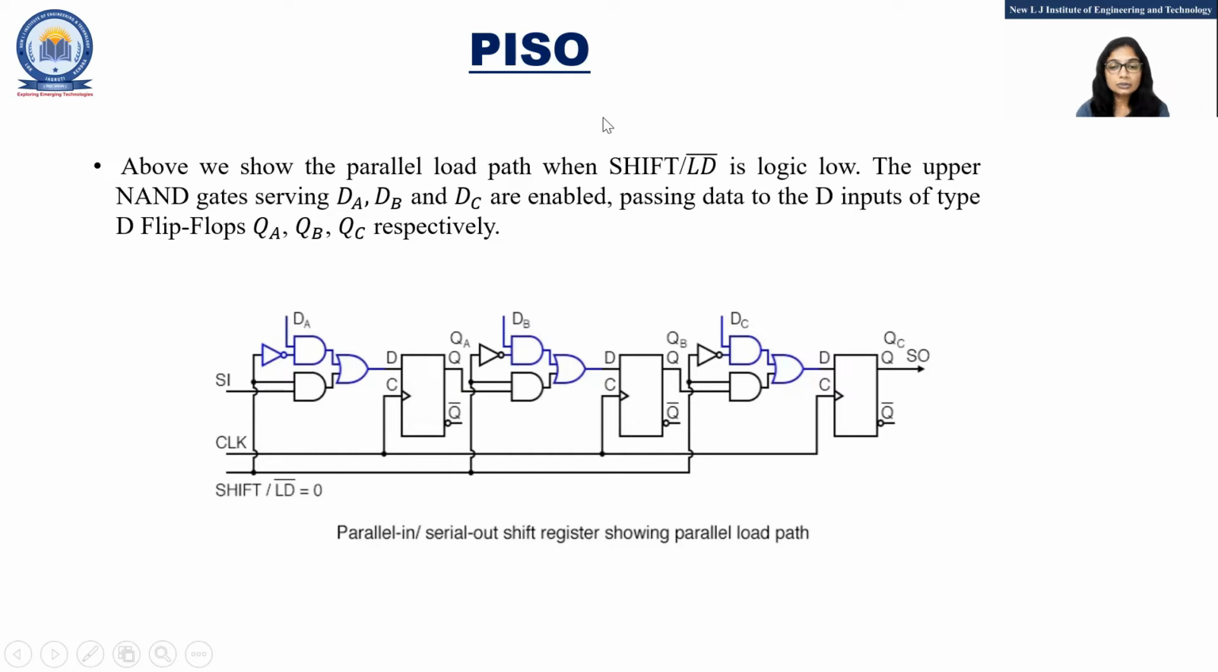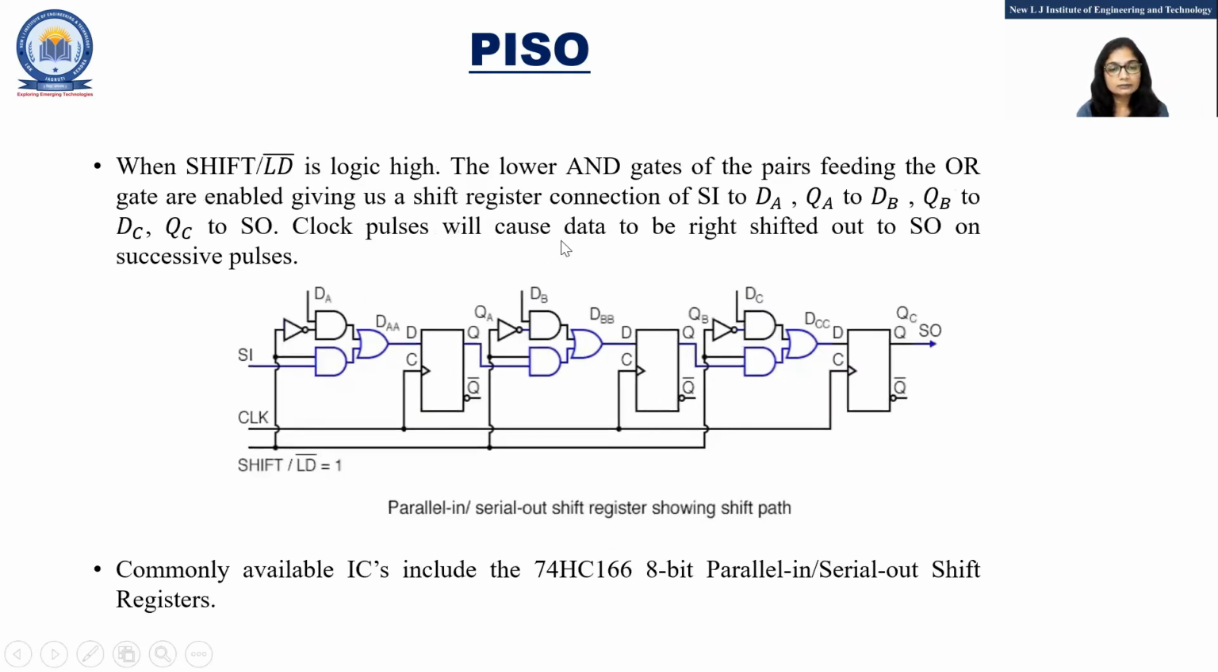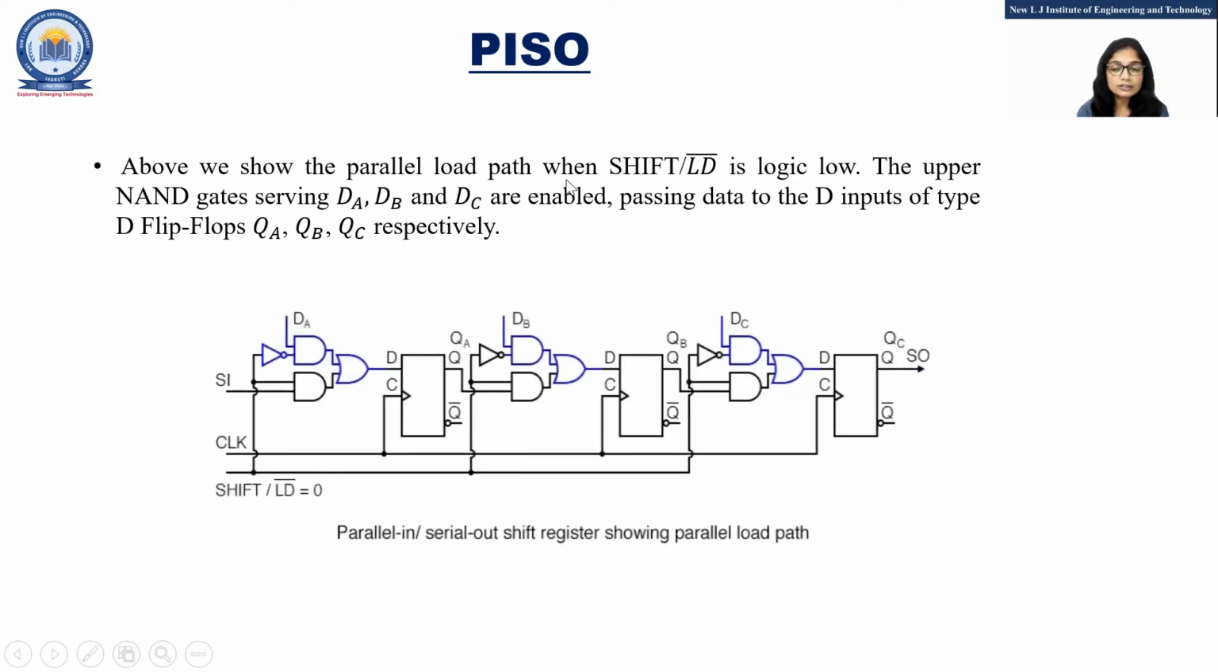Because there are 2 modes we are using in this PISO. First, we will load data parallelly to these flip-flops and then we'll shift this data. So by using this circuit, we will load the data first and then we'll shift the data to right side. For that, we will use this control signal, that is shift/load signal. Here you can see shift or load bar.